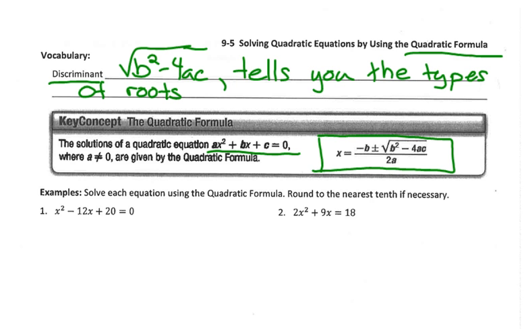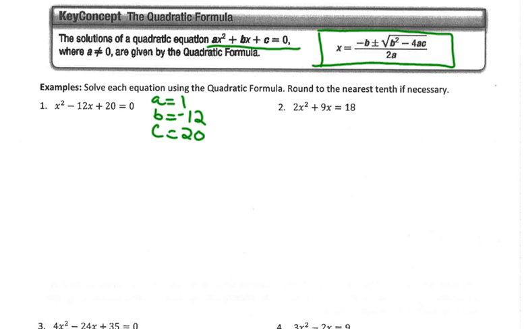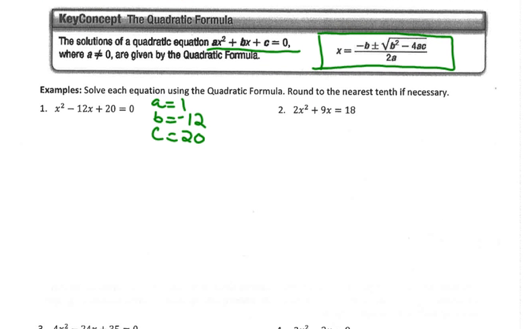So first thing I want you to do, because we have such a big formula, is write down, whenever we're doing these, after it's in the correct form, of course, what a, b, and c are. And you do need to make sure you're taking the sign of what's in front. So for number 1, we have a is 1, b is negative 12, and c is 20. Now, honestly, before I go any further, this is all calculator work. So please pause the video if you need to go get your calculator.